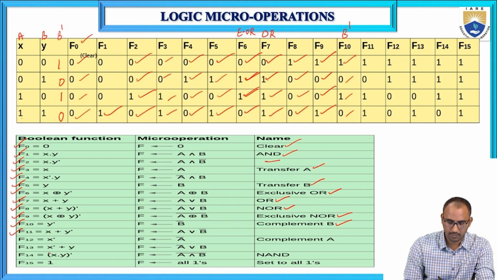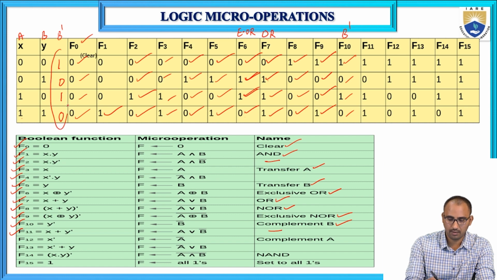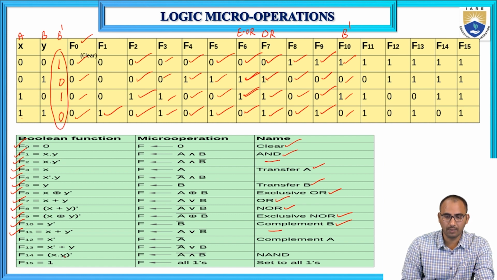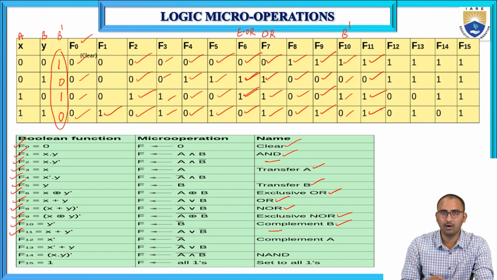Next F11. X plus Y bar. So A or B bar. It doesn't have any name. Y bar we have already written here. We are performing OR operation between X and Y bar. So 0 or 1, 1. 0 or 0, 0. 1 or 1, 1. 1 or 0, 1. Because we are performing OR operation, if any one input is logic high, then the output will be logic high only.